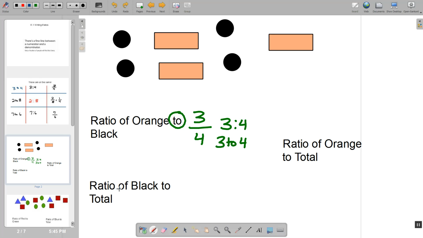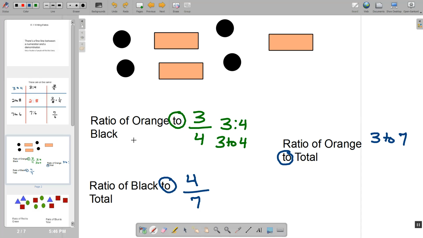So down here, the ratio of black to total shapes. Okay, so there are 1, 2, 3, 4 black circles, and there are 5, 6, 7 total shapes. So that's 4 to 7 as our ratio. And on the right, ratio of orange rectangles to total again. Well, this time it's going to be 1, 2, 3 to 7 total.